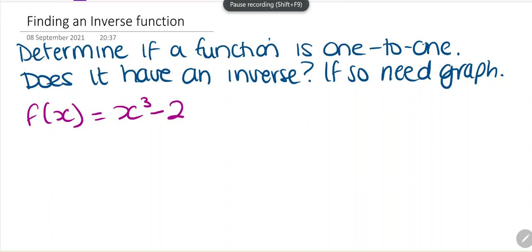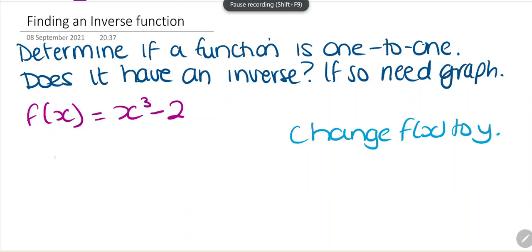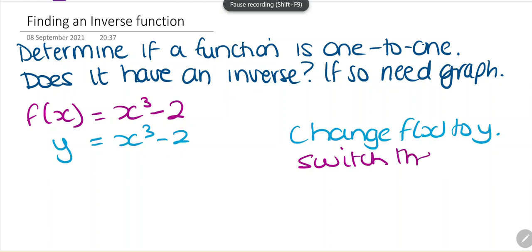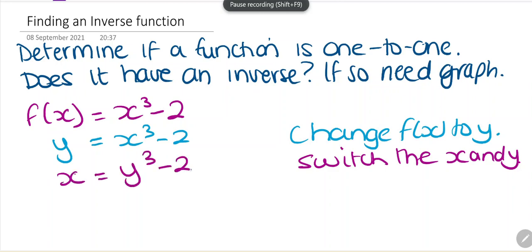So the first thing we need to do is to change our f of x to y. So we're going to write y is equal to x cubed minus 2. Then we need to switch the x and y's. So we're going to write this as x is equal to y cubed minus 2.